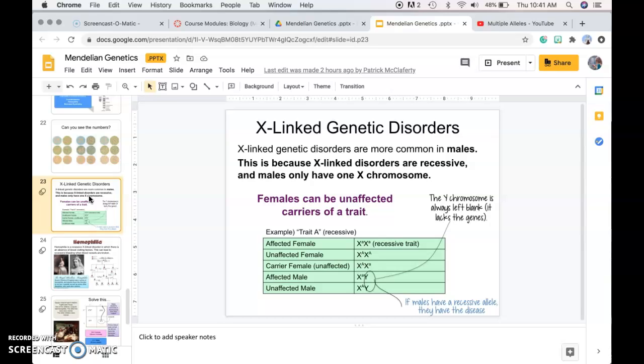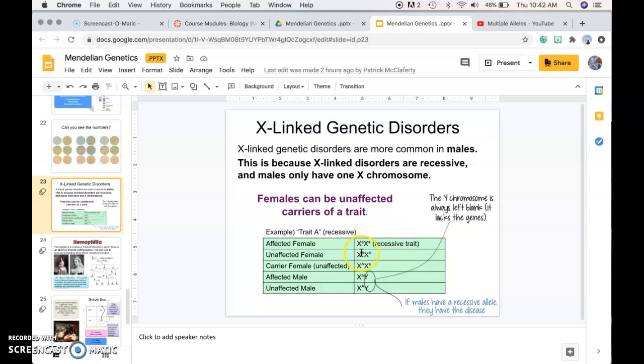So X-linked genetic disorders are more common in males, and that's because X-linked disorders are recessive. And because males only inherit one X, there's a good chance that they could be the ones with that disease. Females can be unaffected carriers of the trait. So down here we have examples, right? Let's say trait A is recessive. So in order to experience the disease, you need to have a recessive a. So it is possible for females to have it, but it's more common for males.